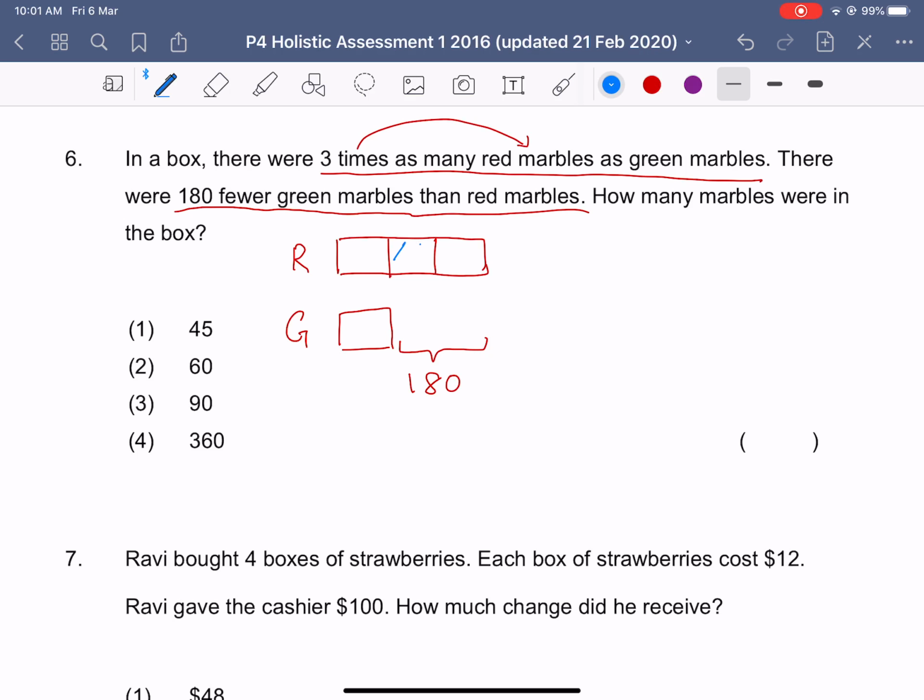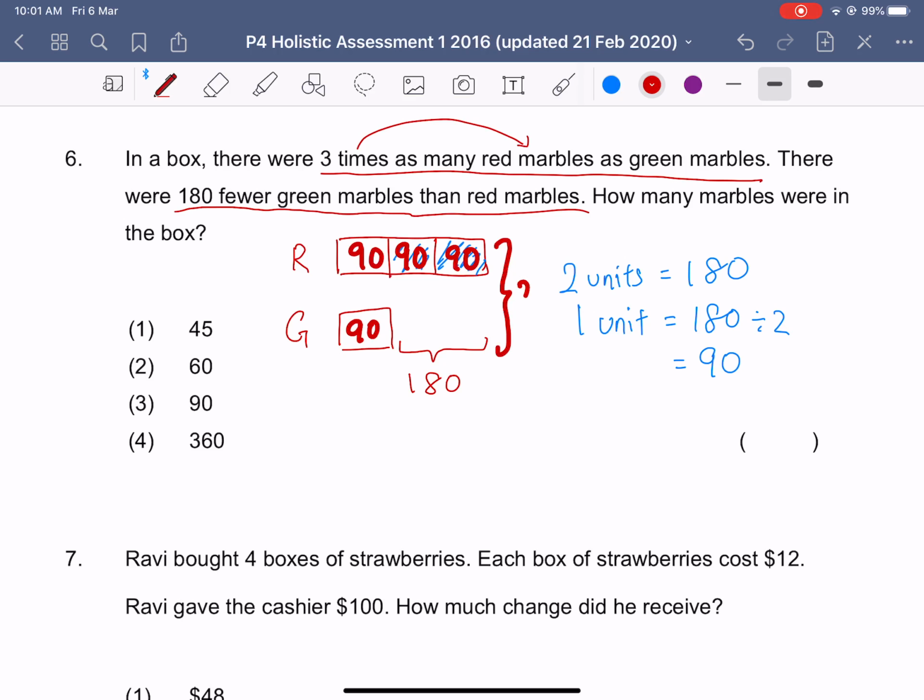Now, from here you can see this 2 units extra is actually 180. So 2 units is 180. We always want to find out how much exactly is 1 unit. So we divide it by 2, we get 90. So what is the meaning of 90? It means that this is 90, this is 90, this is 90, and this is 90. Okay, how many marbles were there in the box? So you're supposed to find the total, which is the same as finding 4 units. And that's going to give us 90 times 4, which is 360. That's option number 4.